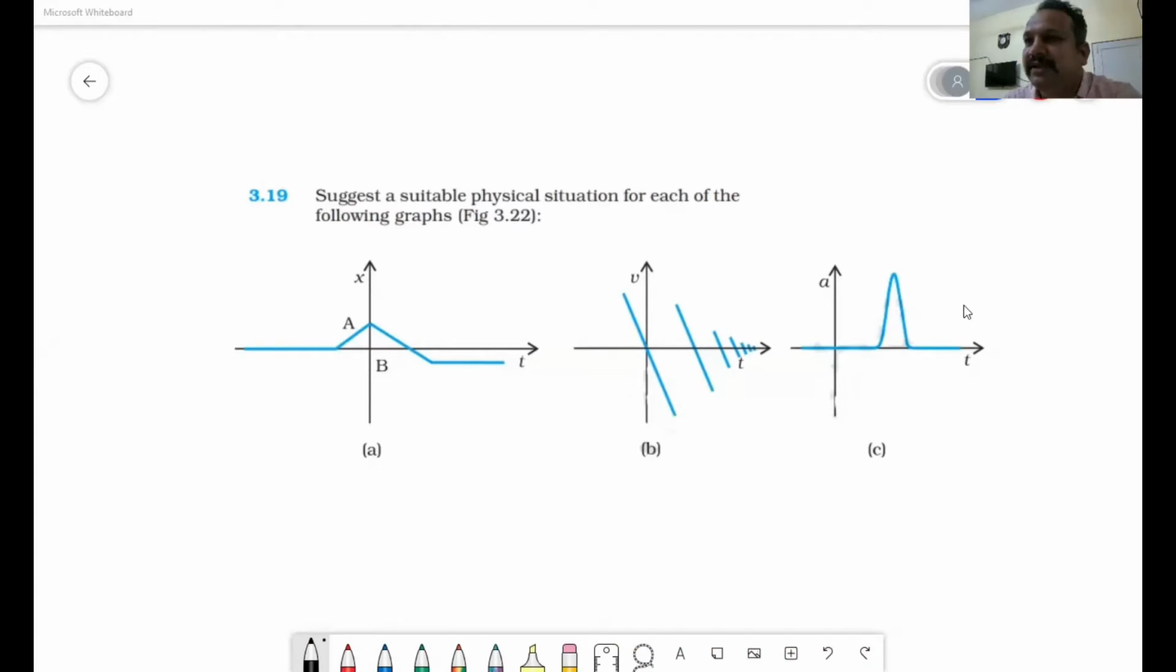NCERT class 11th chapter number 3 has a question: suggest a suitable physical situation for each of the following graphs.